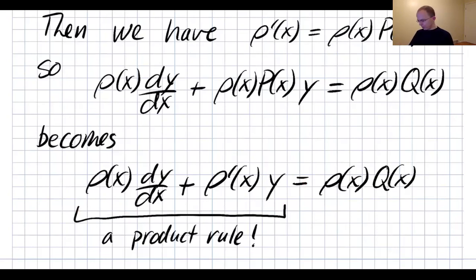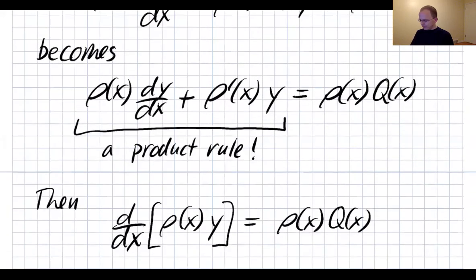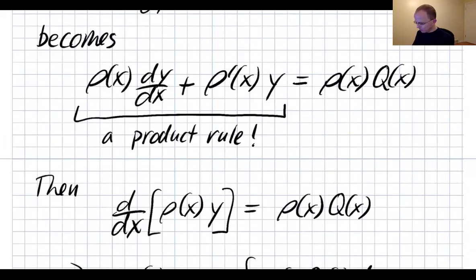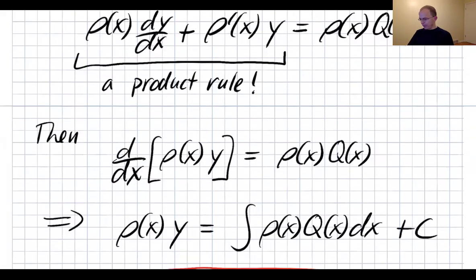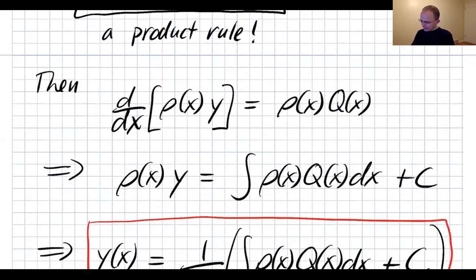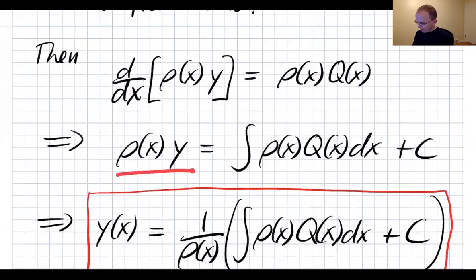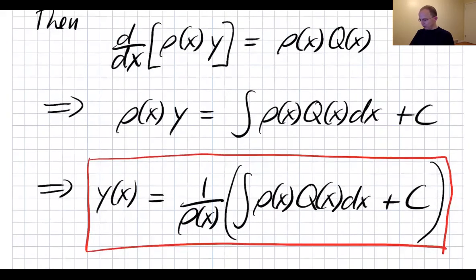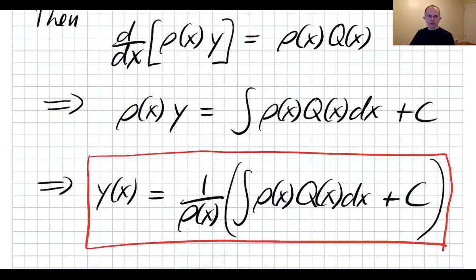So what's so good about a product rule here? Well, that means that we can now write this product rule as the derivative of rho of x times y. Why is that a great thing? Because now we can integrate. So we integrate both sides, and we're going to get rho of x times y is equal to the integral of the right hand side plus c. Now this constant we have to keep. We actually need that constant there, so don't forget that one. And then finally, we divide by rho of x on both sides, and that's our final solution.